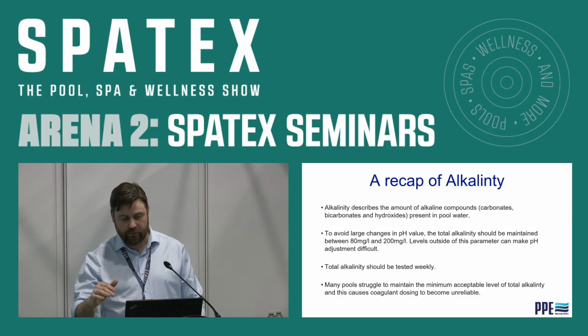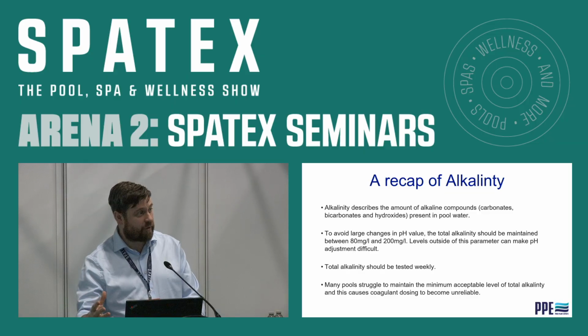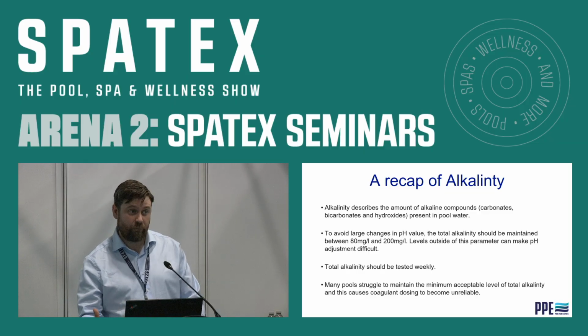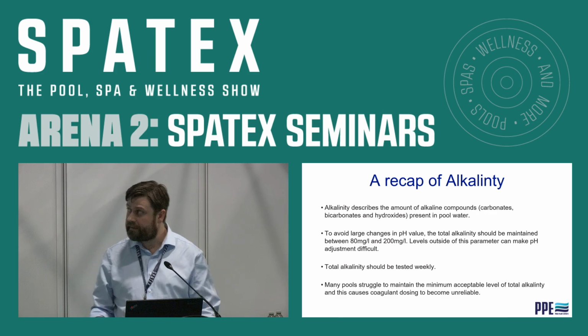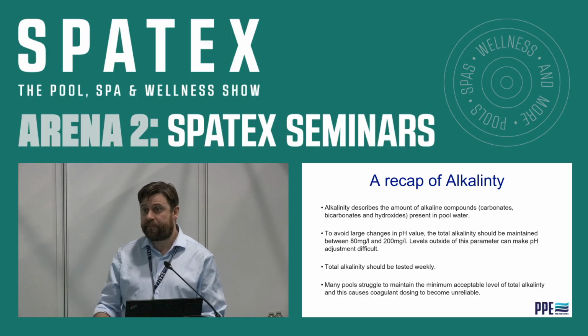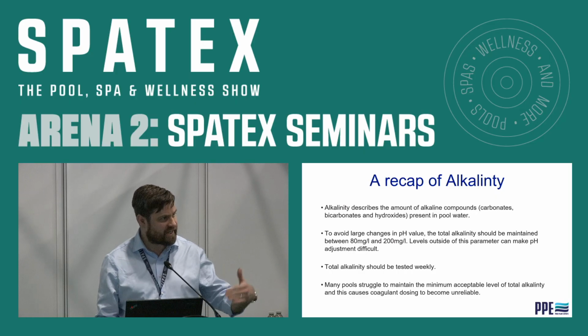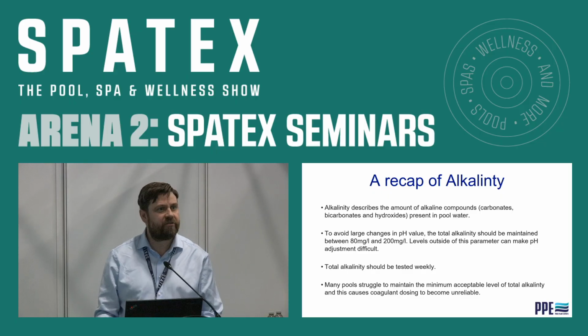Most pools struggle to maintain the minimum acceptable level for total alkalinity, and a lot of those pools are pumping in polyaluminium chloride or another coagulant, thinking that it's doing a job which it just can't do when alkalinity levels are very, very low. They should be tested weekly, and adding bicarb is the textbook answer for how to deal with it. Has anyone tried dosing bicarb and actually getting the alkalinity levels increased in swimming pools? How's that working for you?